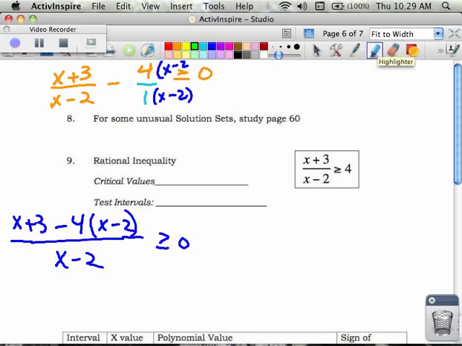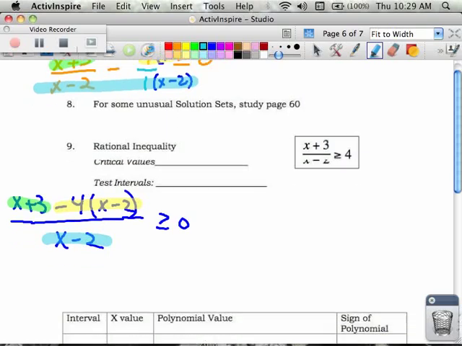If I was looking at where stuff came from, x plus 3 came from here, and this stuff, 4 times x minus 2, is right there. And of course, the denominator that's common is this thing. Questions so far? I probably should simplify that.